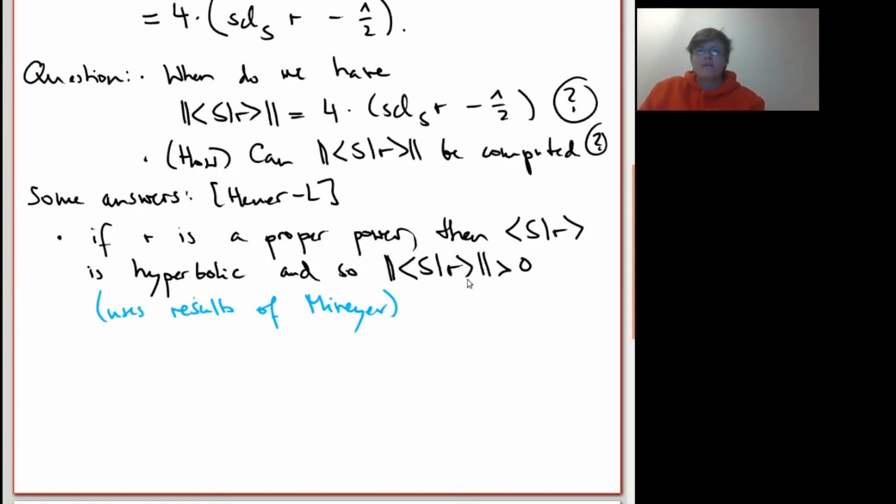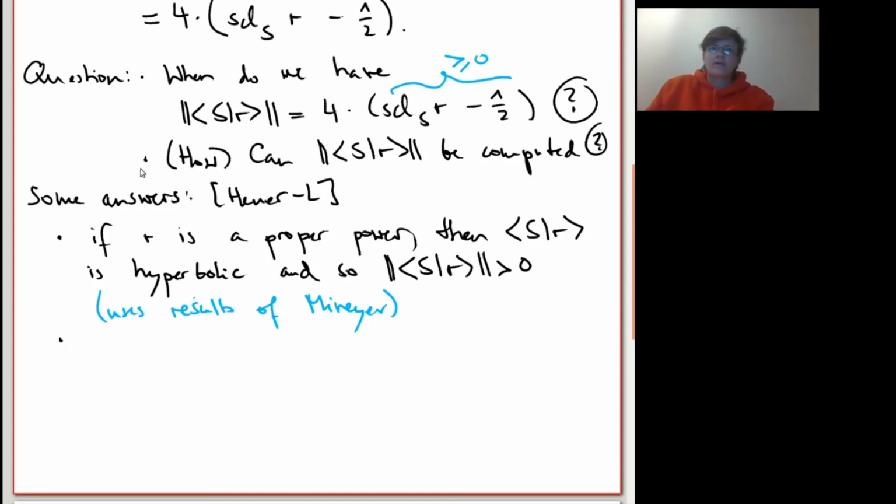One other thing I should say in this question: does it even make sense? I told you that stable commutator length has this gap of 1/2. So the thing on the right-hand side is certainly non-negative, and that's good because the left-hand side is non-negative by definition. That we have guaranteed. Okay, so then there are some positive results where we really have equality.